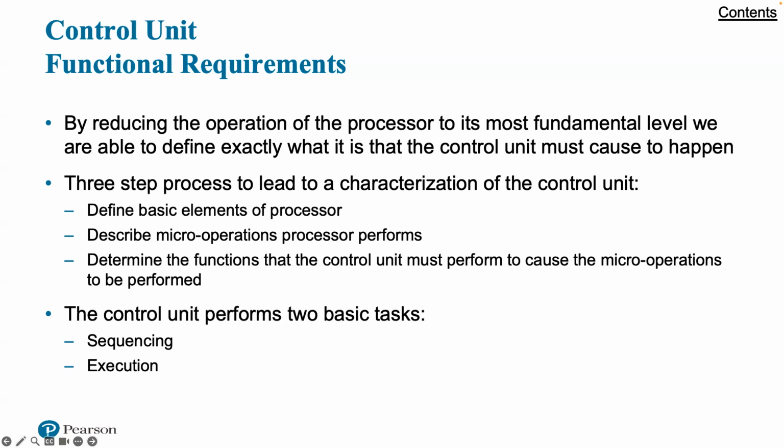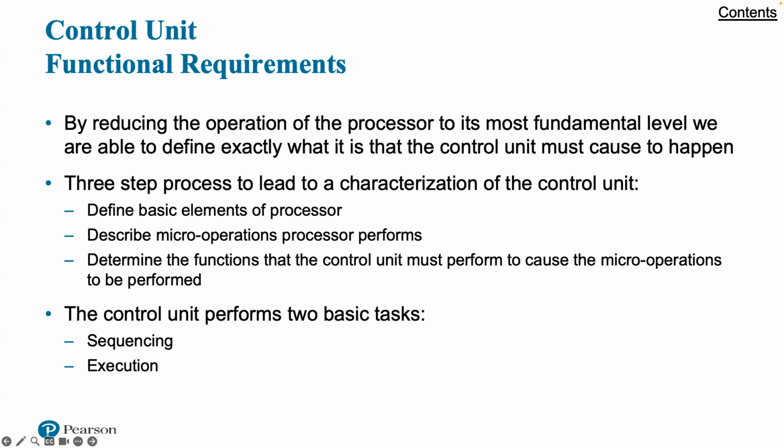First, the basic functional elements of the processor are the following: the arithmetic logic unit, the registers, the internal data path, the external data path, and the control unit. Some thought should convince you that this is a complete list. The ALU is the functional essence of the computer. Registers are used to store data internal to the processor.